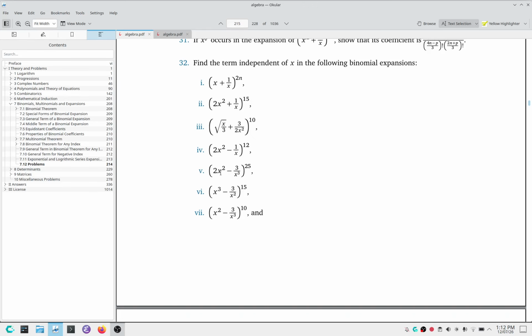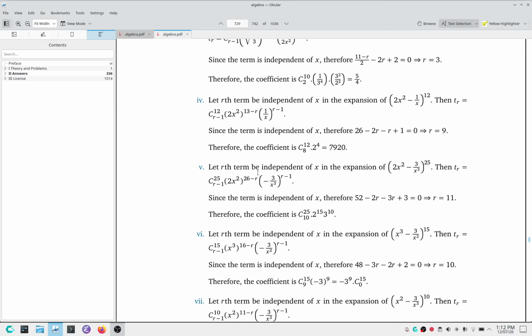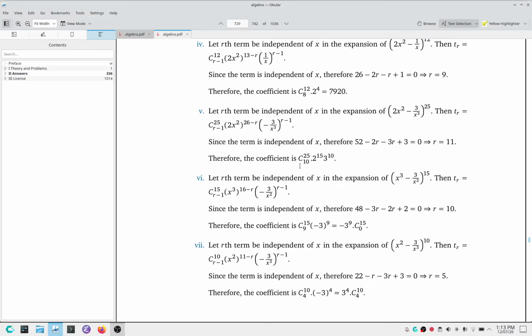Question 5 is 2x square minus 3 upon x cube raised to the power 25. So again, the general term is 25 c r minus 1 times 2x square raised to the power 26 minus r times minus 3 upon x cube raised to the power r minus 1. The sum of powers of x is 52 minus 2r minus 3r plus 3 is equal to 0, so r is equal to 11. And the coefficient is 25 c 10 times 2 raised to the power 15 times 3 raised to the power 10.